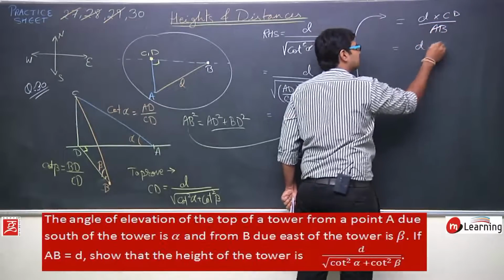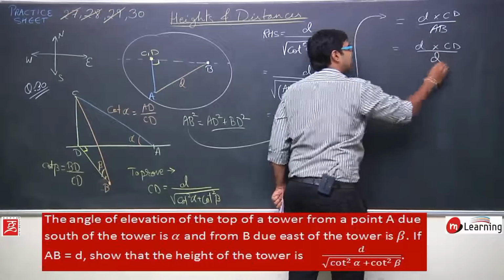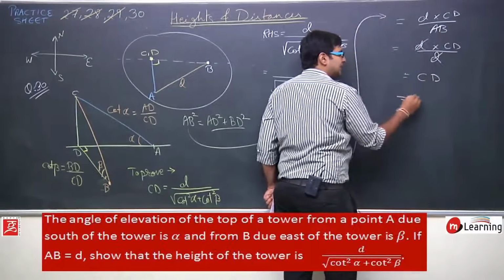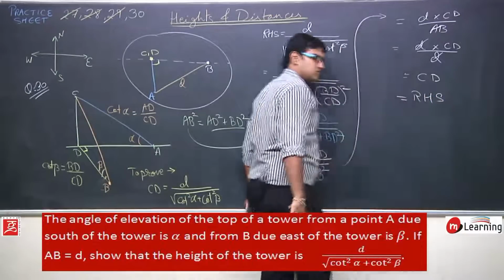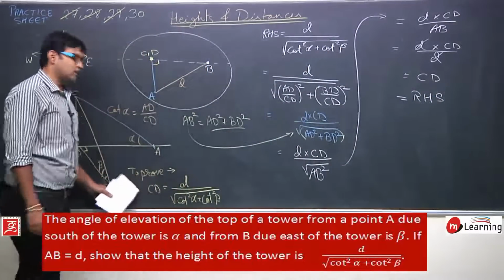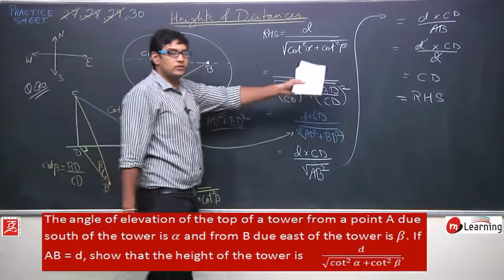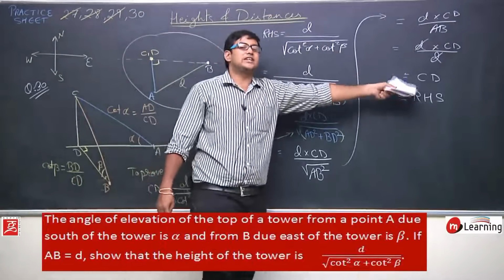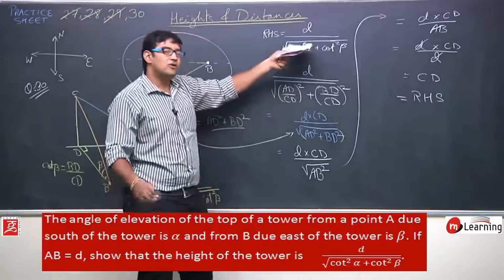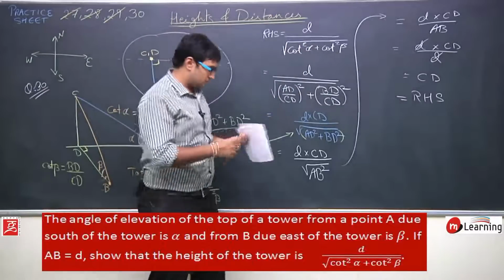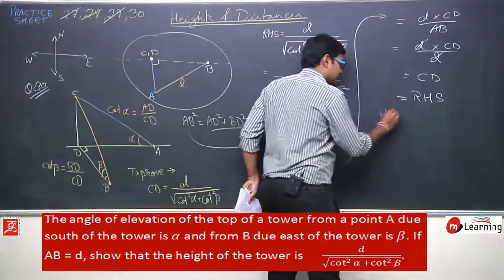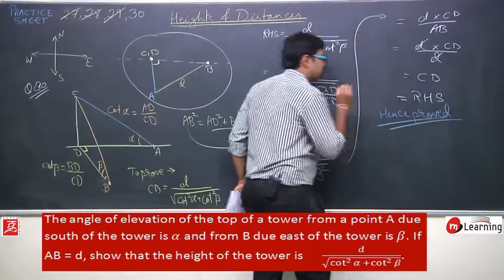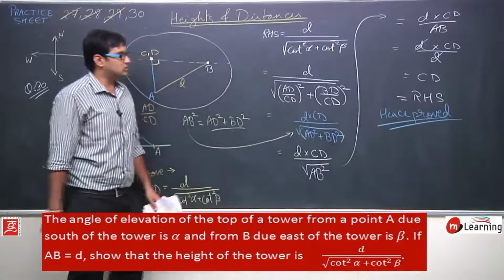Now what is AB? AB is basically D. It is given as AB is equals to D. So you will cancel these D and you will get CD, and I can see this CD is basically the right hand side of this equation. So I have proved that this particular value is equivalent to CD, just by substituting the value of trigonometric ratios. So here I can write hence proved. I have proved the condition.